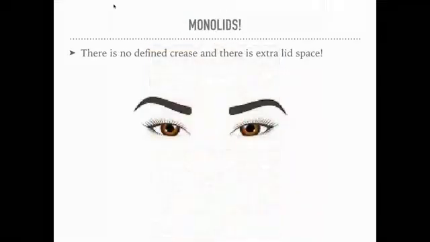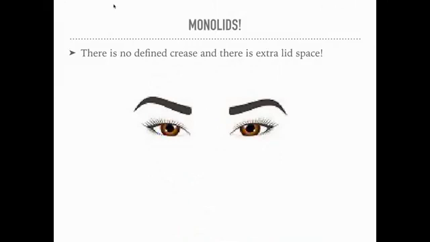Next up is monolids. On this kind of lid, there is no defined crease and there is extra lid space. So when I say crease, that's where your eye kind of folds. On a monolid, you don't see that fold, but there's a lot of extra lid space.